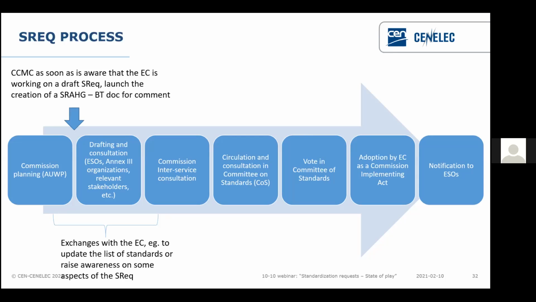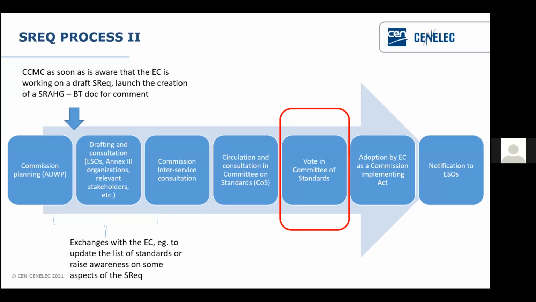So this is the moment where we have to exchange, negotiate with the European Commission. Because when the European Commission sends the document to the Commission inter-service consultation, then it's too late. If there is a green light from the Commission inter-service consultation, the document then goes to the Committee on Standards.